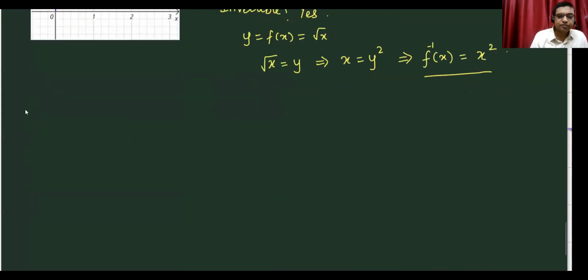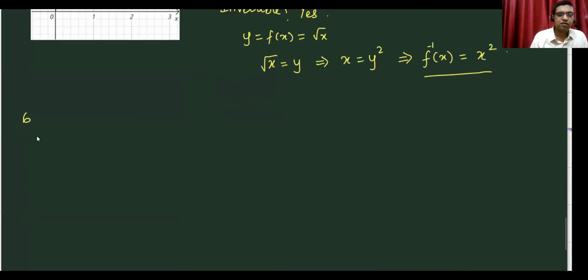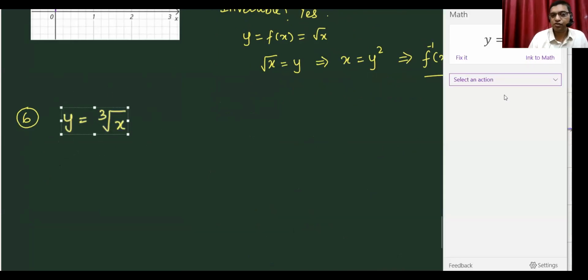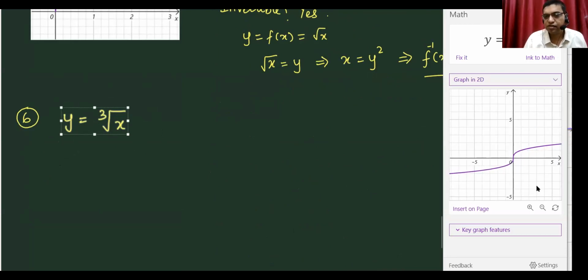Next, y equal to cube root of x. Now cube root of x will take all values. Y will take all real values. This is the graph of cube root of x.